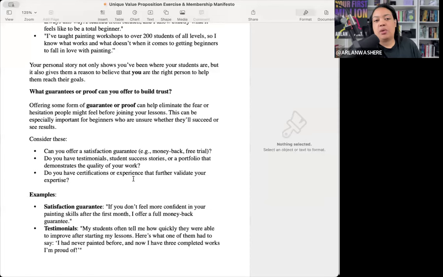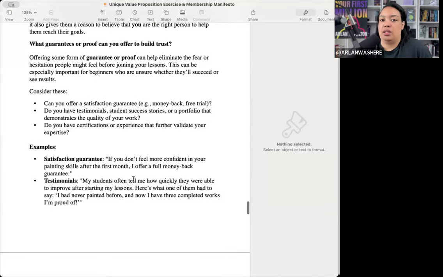So then there's a couple of things you can do to make this a stronger offer. What guarantees or proof can you offer to build trust? For instance, can you offer a satisfaction guarantee like a money back or a free trial? Free trials are something that work. Money back guarantees when certain things are done. Some people have a no questions asked after 72 hours. If you don't like it, you can get your money back. And that really builds trust, right?